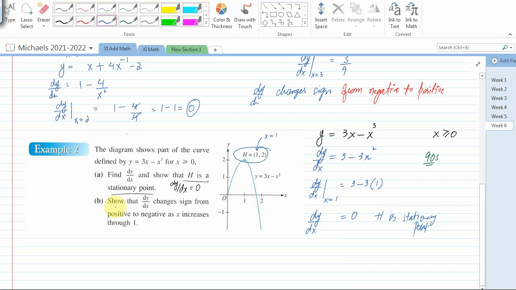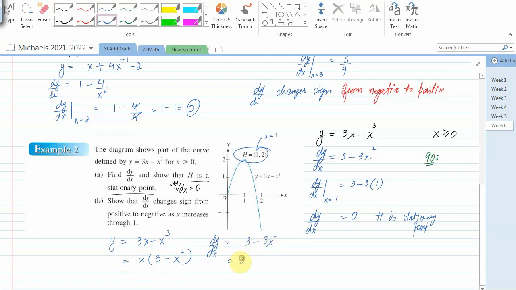Alright, after that the second part says to show that dy by dx changes sign from positive to negative as x increases through 1. So when you have a value greater than 1, what should be the value of dy by dx? We can observe it. The main equation is y equals 3x minus x cube, right? If I take x common here, that will be 3 minus x square, and I find the derivative of y, so dy by dx is 3 minus 3x square.